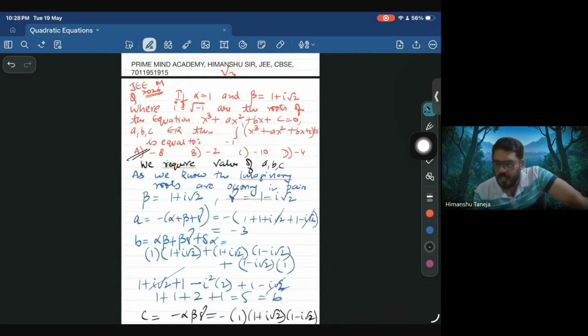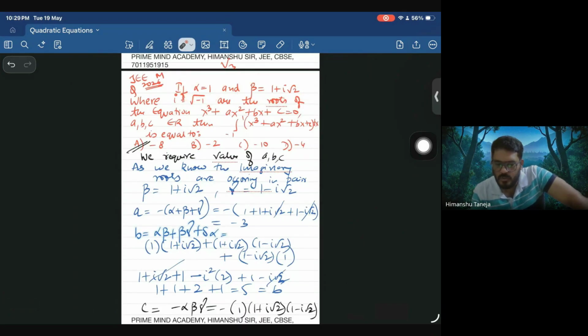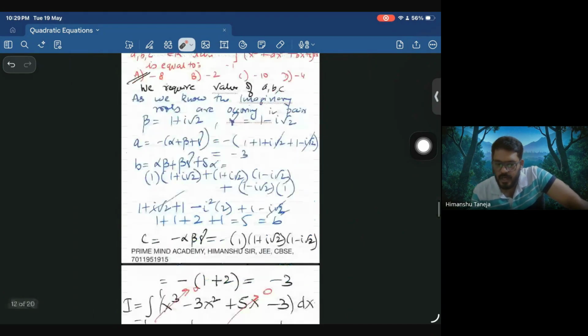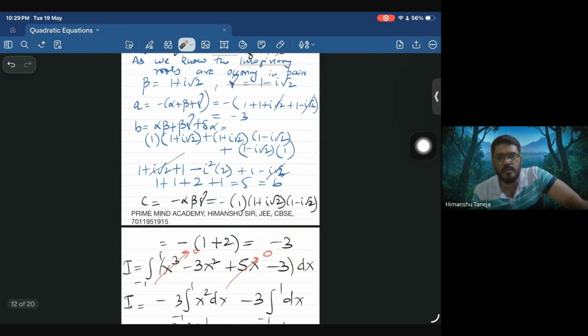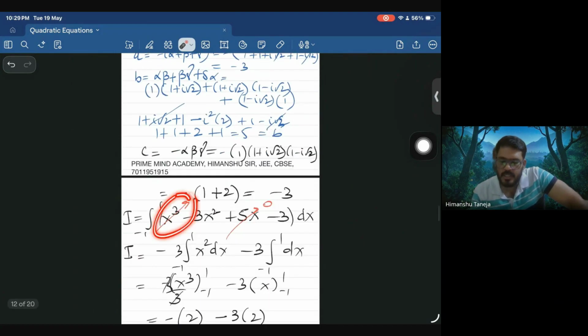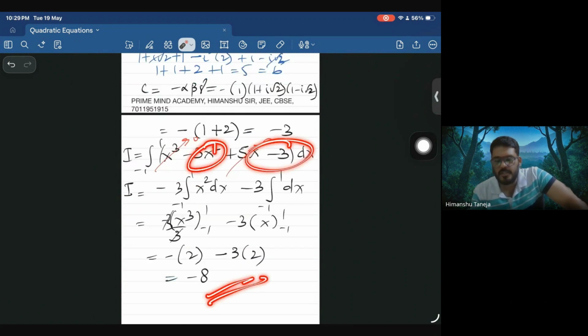So in this manner, we can have a recall of this question. Again, the question was saying you have the roots 1, 1 plus root 2 iota, and the other one will become equal to 1 minus root 2 iota. The value of a is minus the sum of the roots, which becomes minus 3. The product of the roots taken 2 at a time, the value will become 5. And the product of all 3 roots is 1 into 1 plus iota root 2 into 1 minus iota root 2. The product becomes minus 3. So in the integral that we are interested in, the odd powers integrate to 0. Integrating the other two values gives us the answer minus 8.